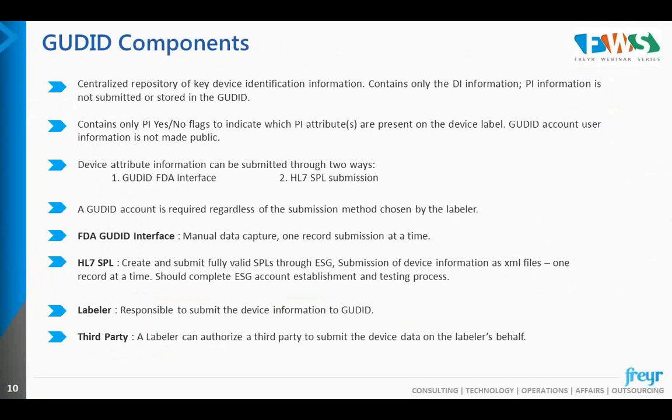Now, coming to the next point, the responsibility of complying with the UDI ruling lies with the labeler. A labeler can be a manufacturer or a reseller. Third-party labelers can help a labeler to comply with the UDI ruling. These third-party labelers need to be authorized by the labeler by a process of linking the third-party labeler's DUNS number with the labeler's DUNS number. Moving to the next slide.